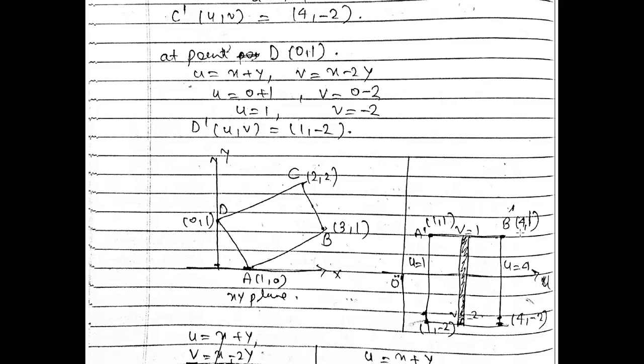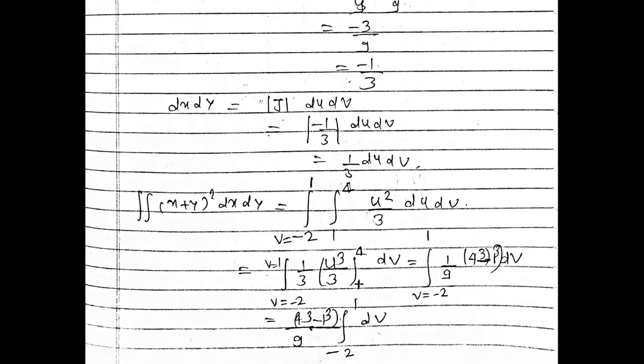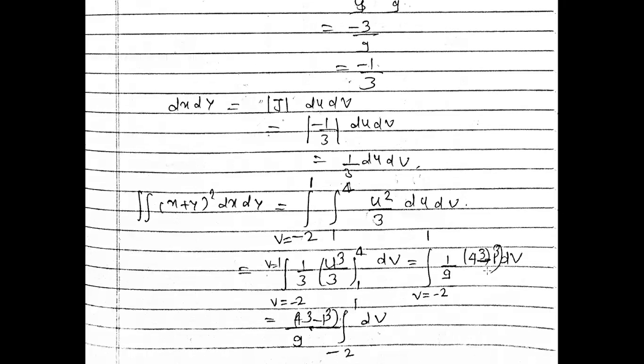Now check the limit of v. So v is moving from -2 to 1. That means our lower bound of v is -2 and upper bound is 1, and the lower bound of u is 1 and upper bound of u is 4. And just integrate first with respect to u. So 4 cubed minus 1 cubed upon 9, and after the integration with respect to u, just integrate with respect to v. So this is your integration.